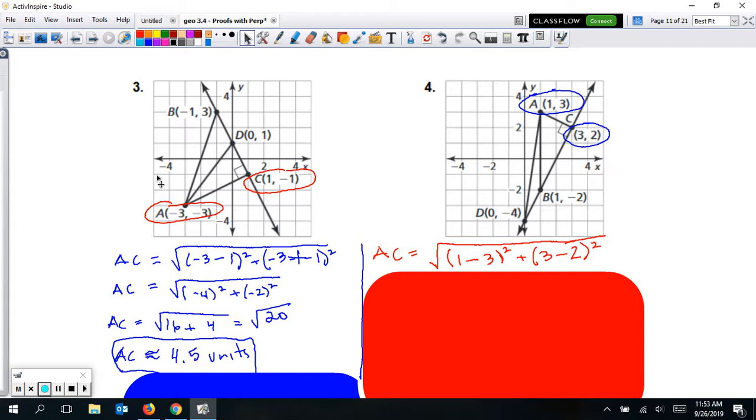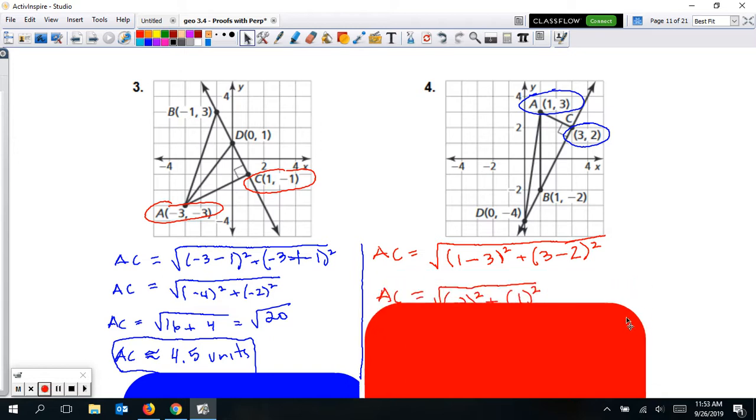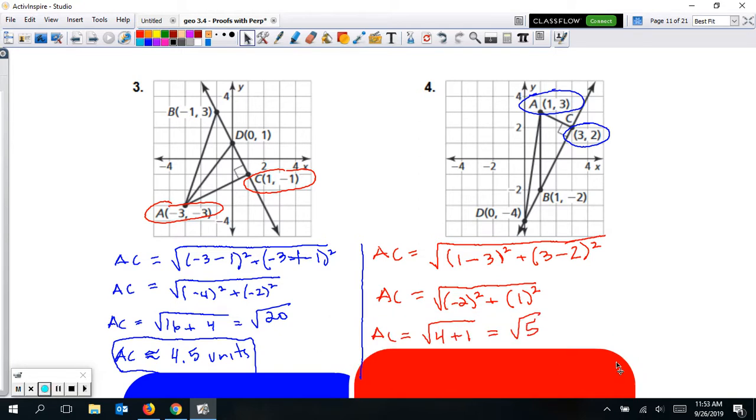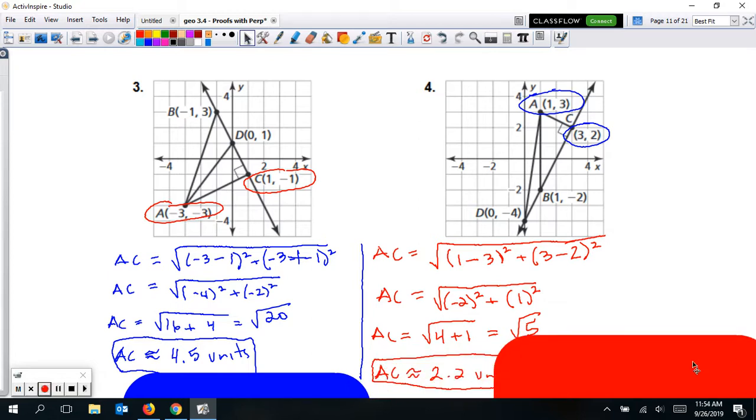So we come down, we got negative 2 squared and a 1 squared, and then that's going to give us 4 plus 1, which is 5. So we have square root of 5, and on the calculator, the square root of 5 as a decimal is 2.2 units. And so that's our distance. So our distance from A to this line is 2.2 units.